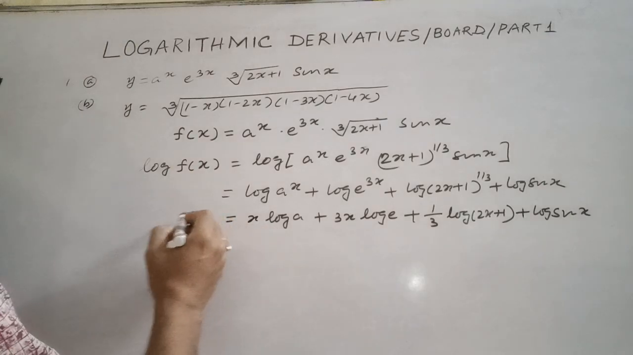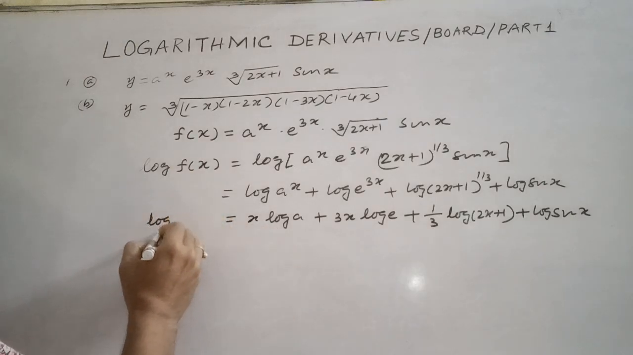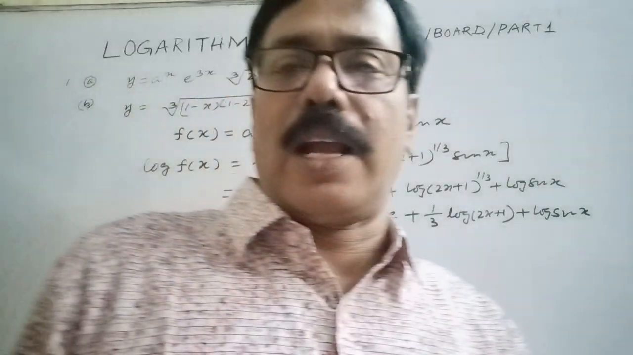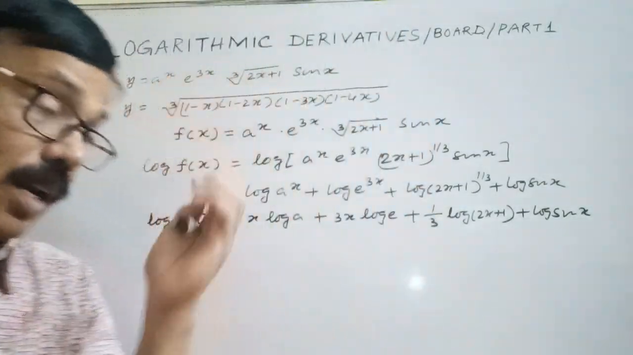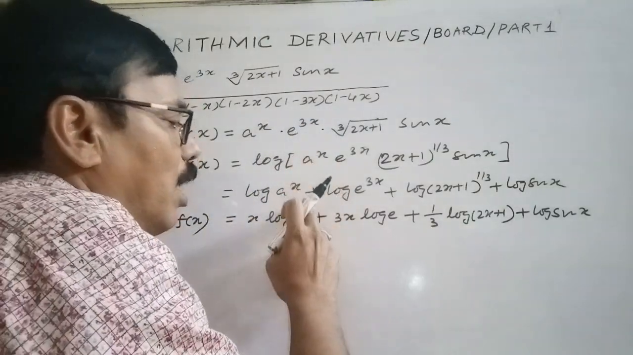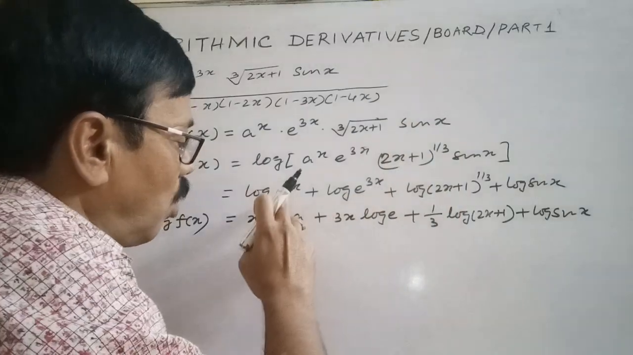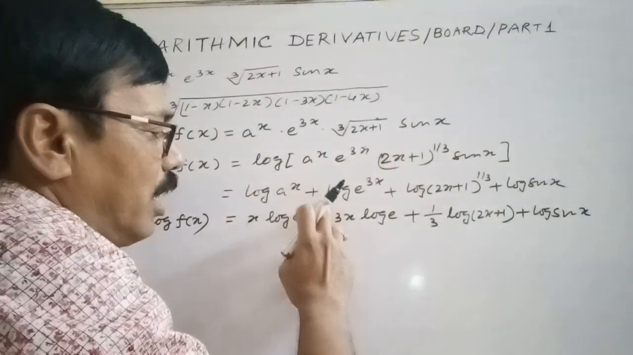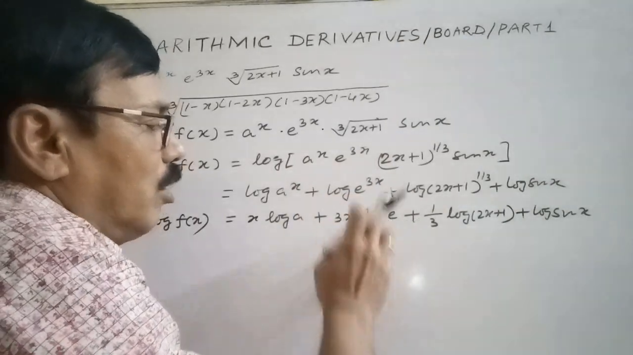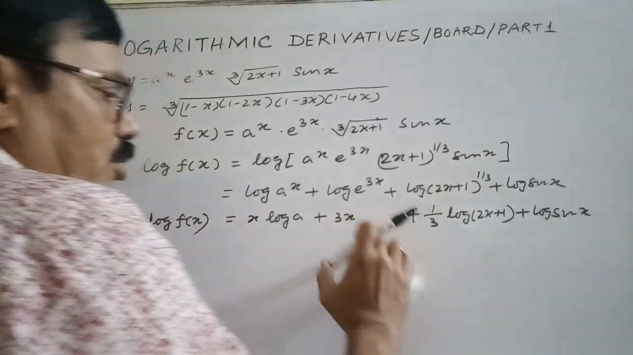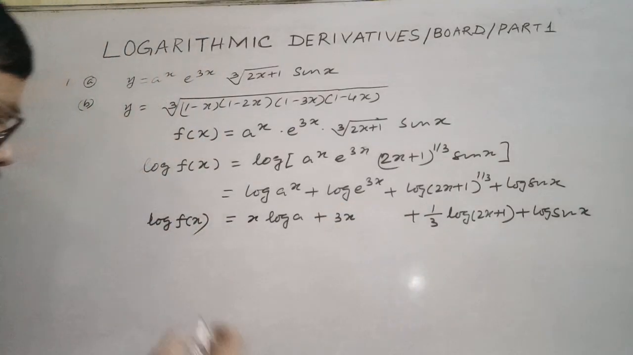So this is our first part. Take log on both sides, you can express it as a sum. Now after taking log, you must simplify if possible. So look, log a to the power x is x log a, 3x log e. What is log e? Log e is again 1. So we are getting this.